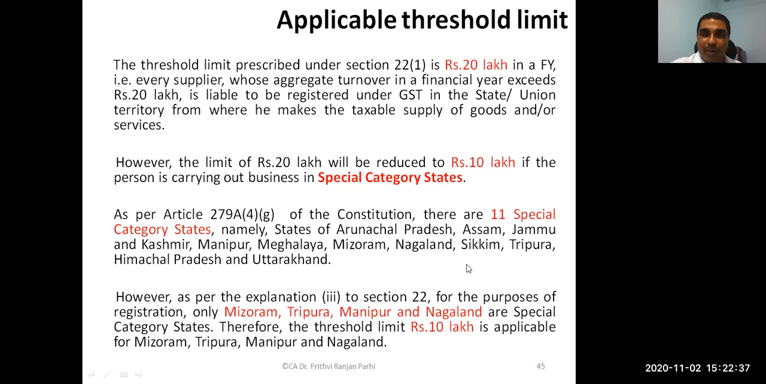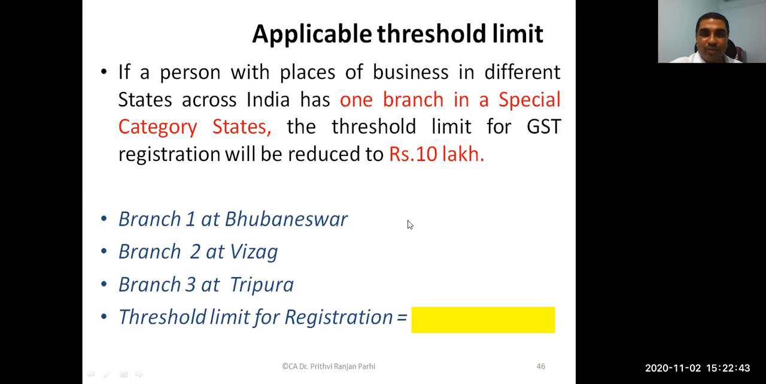And also, the central government has power to increase this threshold limit. Subsequently, some limits have been enhanced. We'll be learning that. Here we can discuss one more example. If a person has places of business in different states, and one branch is in a special category state, then the threshold limit for GST registration will be 10 lakh, because in the special category states the limit is 10 lakh rupees. This can be understood with the help of an example.